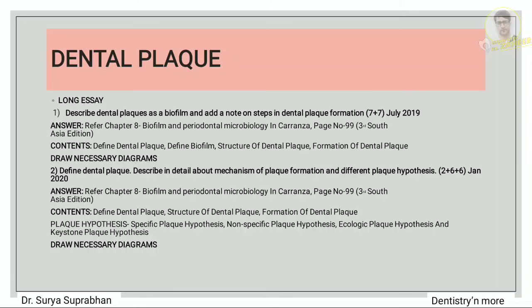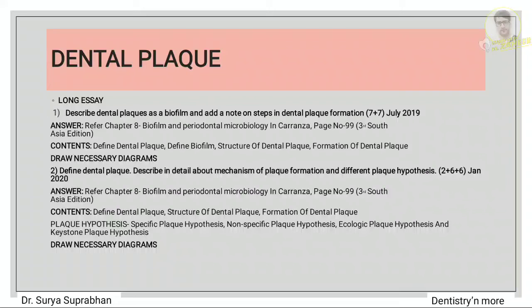Now coming to the second chapter, that is the dental plaque. So the long essay, first one is describe dental plaque as a biofilm and add a note on steps of dental plaque formation. You have to refer chapter 8, biofilm and the periodontal microbiology in Carranza, page number 99. So the contents coming for this answer is, first you have to define dental plaque. Preferably please use the definition given by WHO.